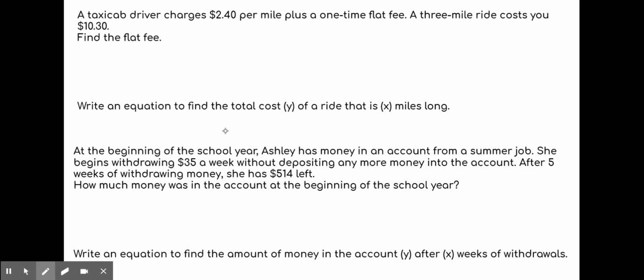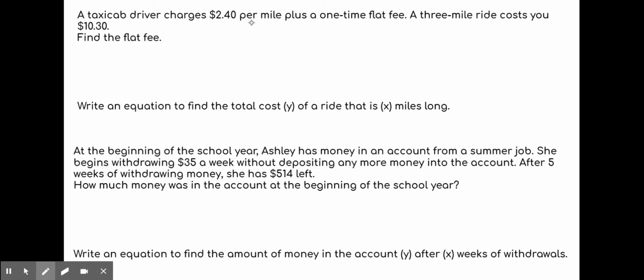Okay, let's look at a couple of context situations, real world problems. So a taxi cab driver charges $2.40 per mile. We've talked about how there's a flat fee when you get into a taxi cab. Or no, I'm sorry, that's the rate of change, right? $2.40 per mile plus a one-time flat fee. When you get into a cab, you have to pay something before you start moving. So a 3-mile ride costs you $10.30. The first thing we have to do is find the flat fee. So remember, today we're given a point and we're given the slope.